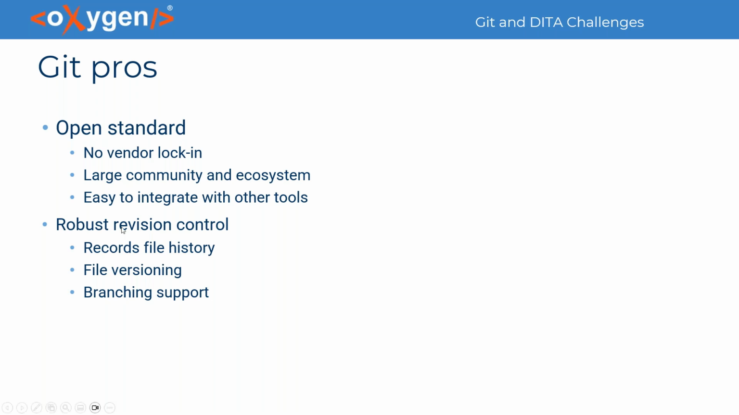Another nice thing is that it offers very robust revision control, so it keeps history of edits to each file, so you can go back in history to understand who wrote each part of a documentation file and why. It also has support for versioning. For example, we release multiple versions of our software, and we also maintain documentation for old versions. And it also supports branching workflows that we are used to from our development work.